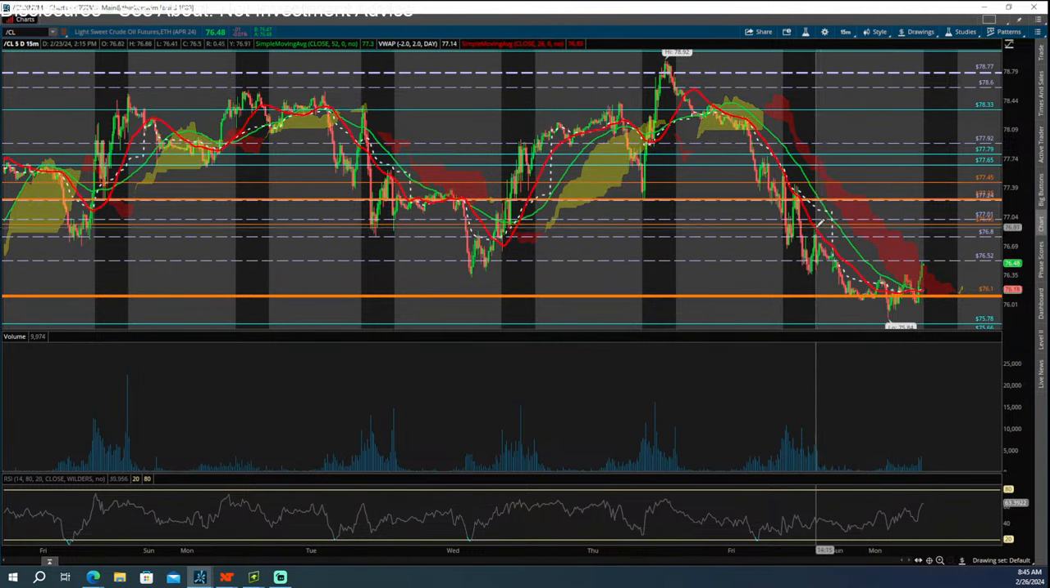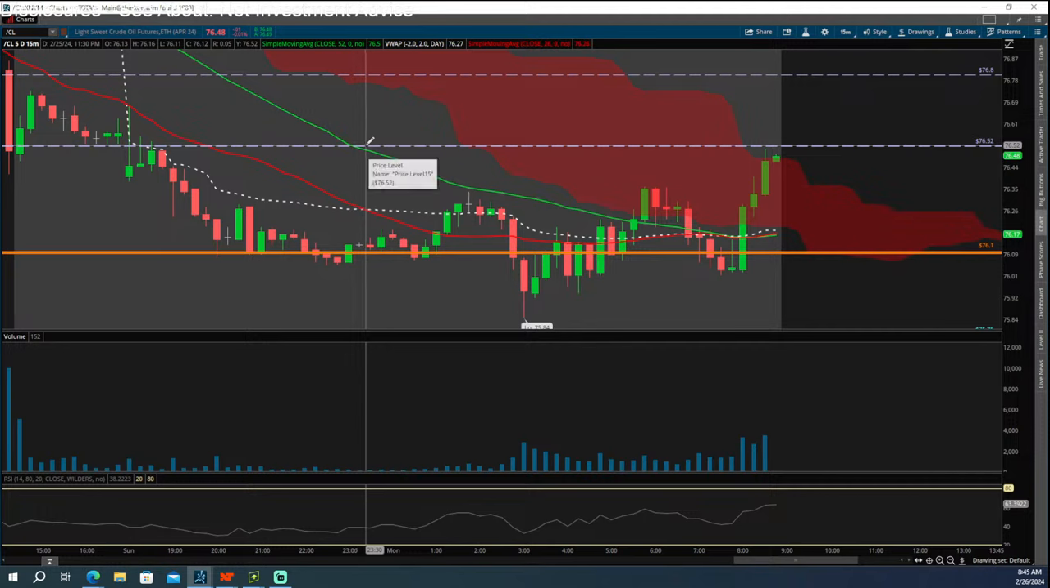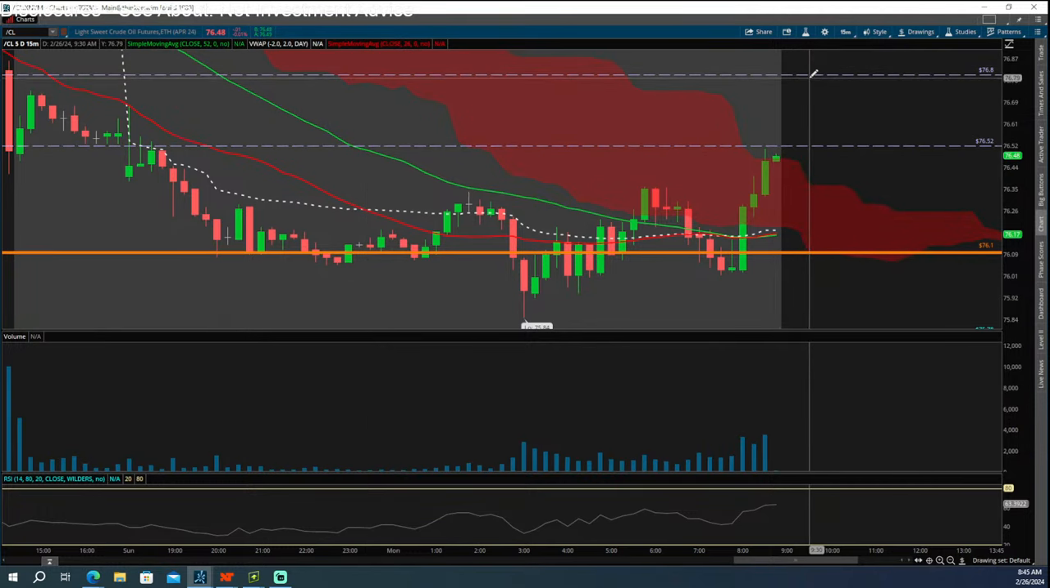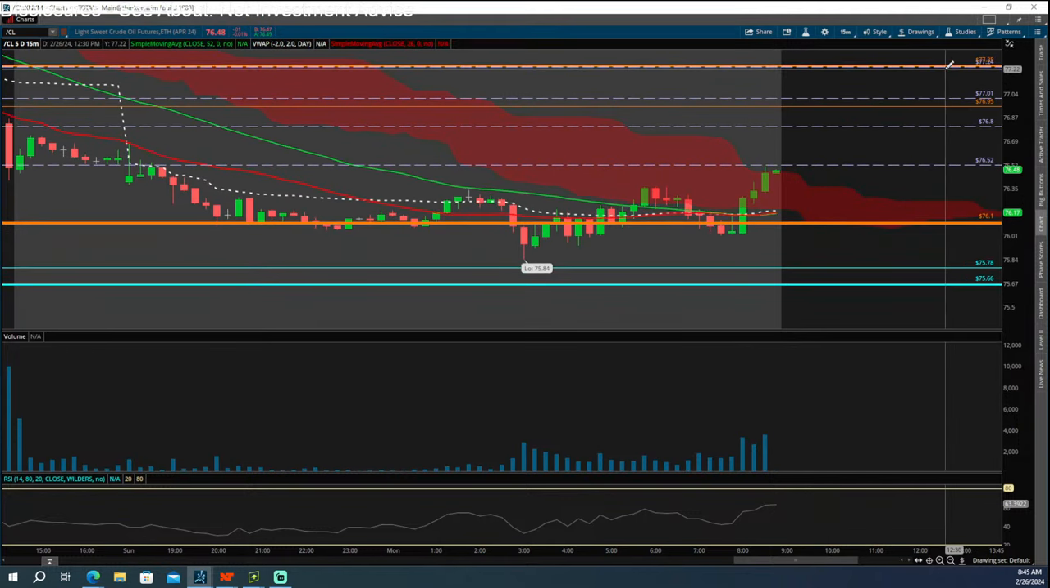So let me just zoom in on that. All right. So I'd like to see if we reverse here or not, or if we're going to go up to here and reverse. And if we go through here, then we're most likely going to go all the way up to 77.24. But I have a feeling this may reverse and test 76.1. And I actually have a buy order on at 76.1 in another account.